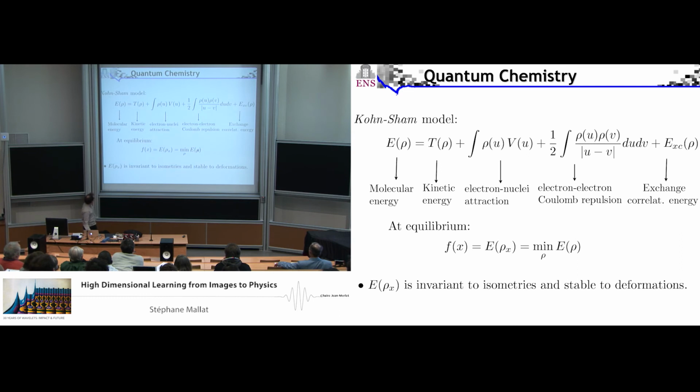Okay? So, what do you know about this electronic density? You know that if you rotate the molecule, it's not going to change. The energy doesn't change. You know that if you slightly deform the molecule, the energy is just going to slightly change. So you have the same problem: stability to diffeomorphisms, invariance to the special Euclidean group. So we are going to do the same thing.